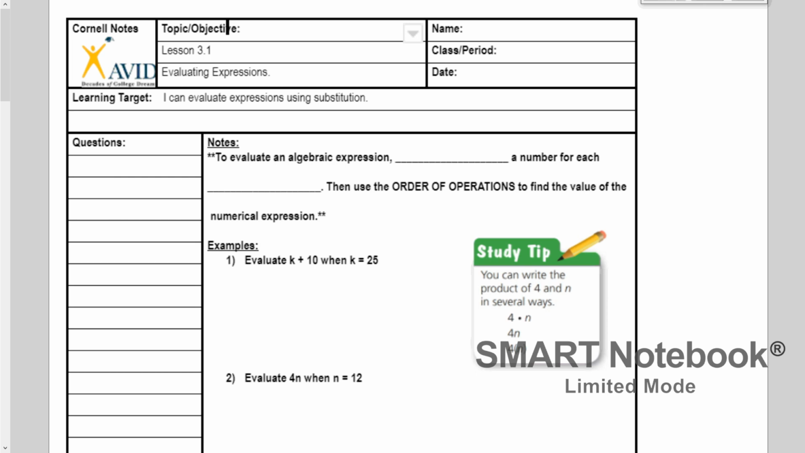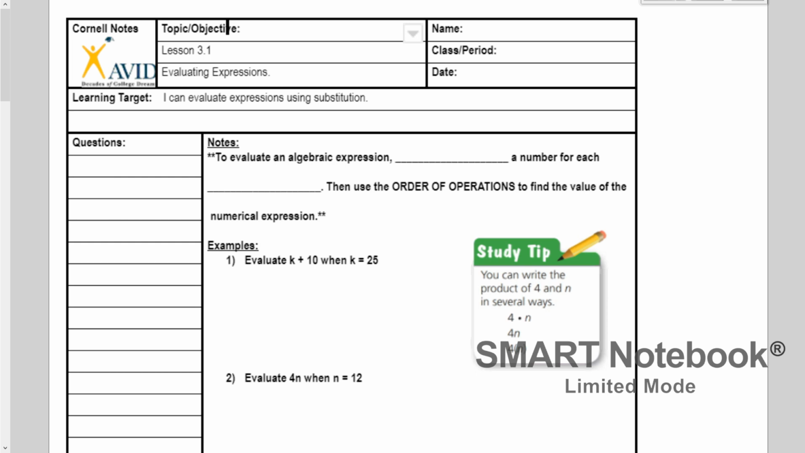Today we're going to talk about how to evaluate expressions using substitution. This is where we're going to actually get an answer with these expressions, because they're going to tell us what x is equal to, like x equals 5. They're going to tell us what number it's equal to, so we can substitute it in order to get an answer for that term, or for that expression.